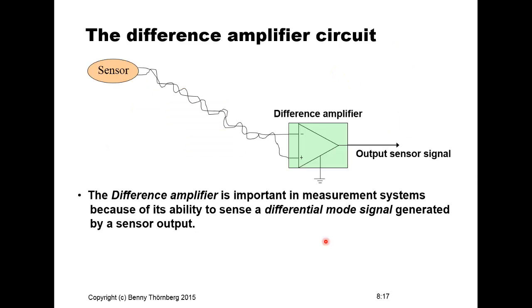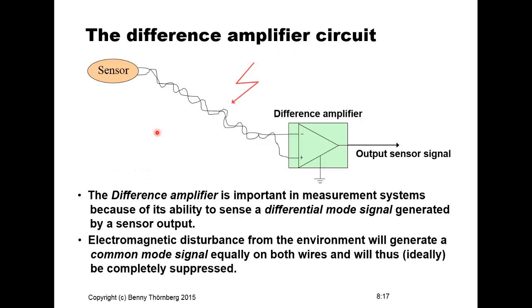So this is the difference amplifier, and the difference amplifier, as I said before, can be used to sense the differential mode signals that are stemming from a sensor. So it is an important amplifier for that purpose. And then an electromagnetic disturbance that is creating an electrical field along the wires. Then if the wires are twisted and very close together, then we can assume that you have the same contribution from that electrical field on both wires, so it will create a common mode signal on this difference amplifier.